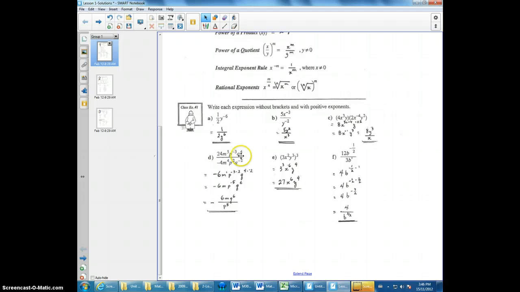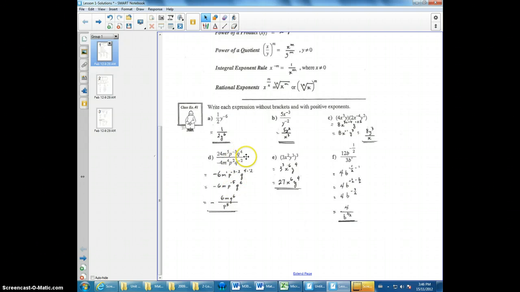All right, let's look at D. D is now a dividing question. So simply we divide the coefficients. 24 divided by negative 4 is negative 6. m to the 5 divided by m to the 4, well, what is 5 minus 4? That gives us 1. For the p's, we subtract: negative 3 minus 2 would give us negative 5.